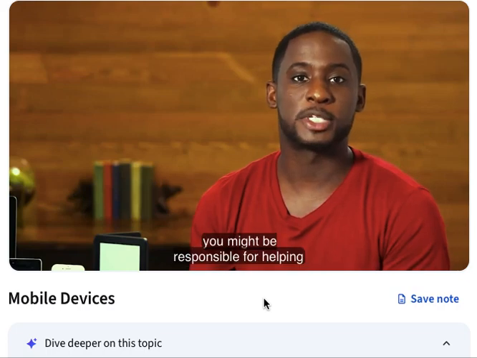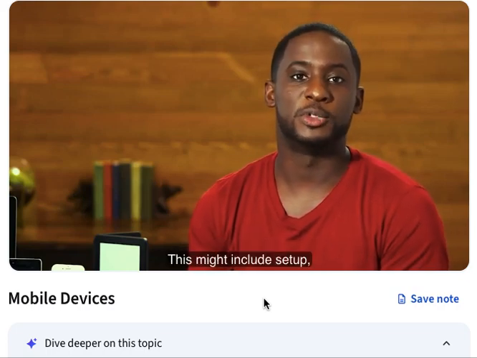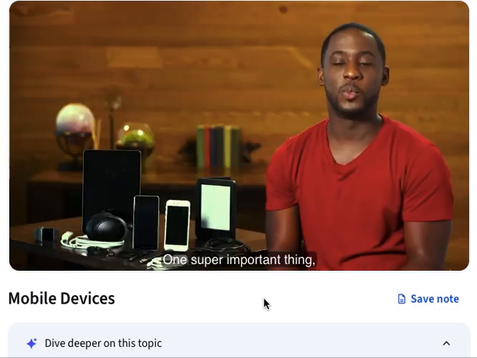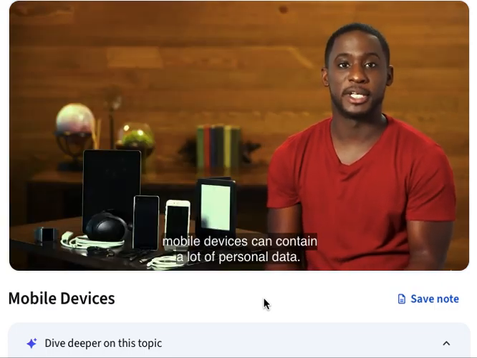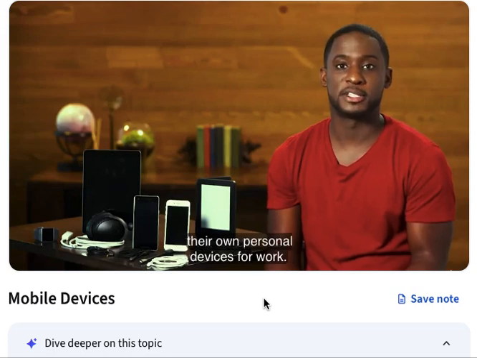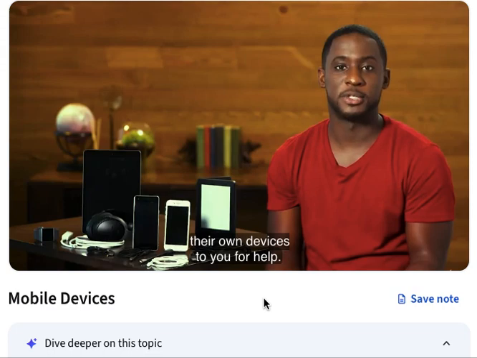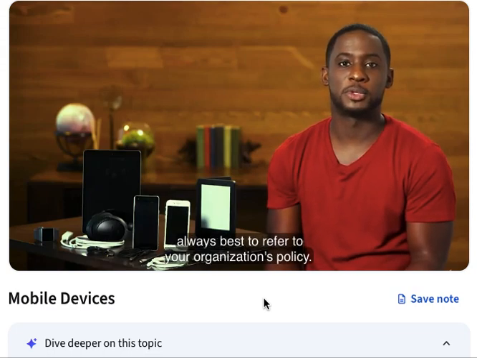As an IT support specialist, you might be responsible for helping end users with their mobile devices. This might include setup, troubleshooting, repairing, and replacing mobile devices. Don't worry, we're going to break all this down for you. One super important thing: mobile devices can contain a lot of personal data. Some organizations allow people to use their own personal devices for work. We call this bring your own device, or BYOD. You should be careful to respect people's privacy when they bring their own devices to you for help. To know how to handle these devices, it's always best to refer to your organization's policy.